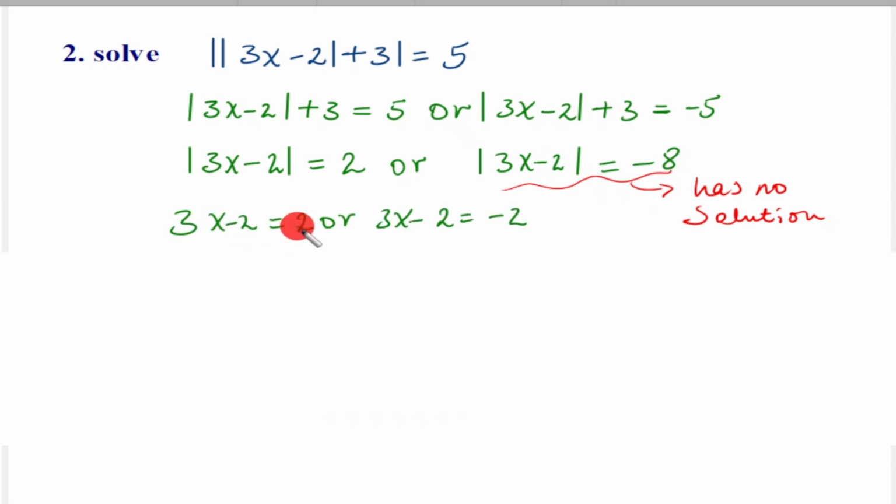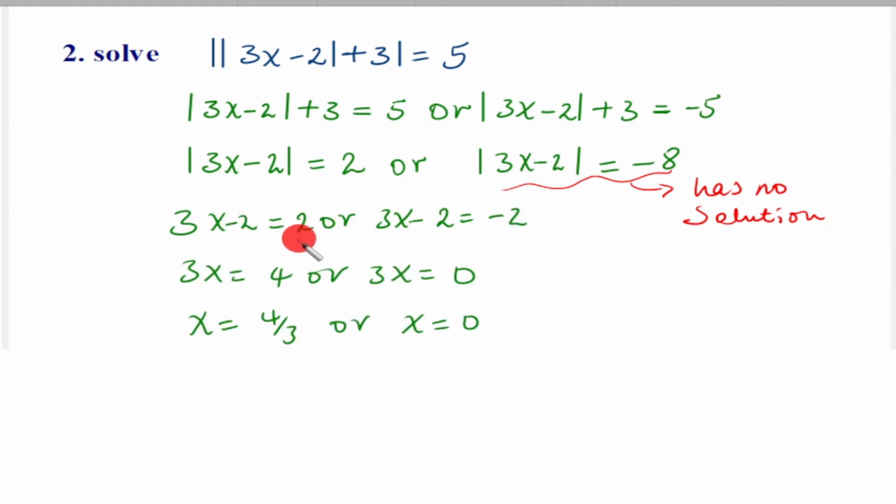3x minus 2 is equal to 2, or 3x minus 2 is equal to minus 2. When we bring minus 2 to the right, we get 2 plus 2, which is equal to 4. So 3x is equal to 4. When we divide both sides by 3, we get 4 over 3. When we bring minus 2 to the right, minus 2 plus 2 becomes 0. And when we divide both sides by 3, we get x is equal to 0. So the solution set is 0 and 4 over 3.